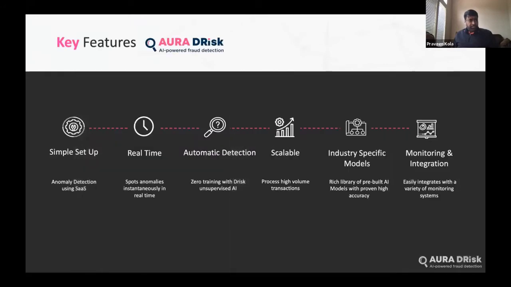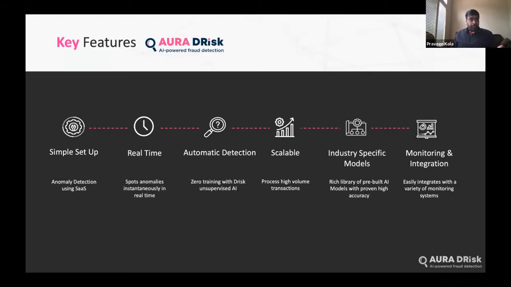Some of the key features: it is very simple to set up. The framework is already there. You need not buy any licenses or anything. Anomaly detection, this is all a SaaS, real time. Our high performing in-memory clusters can process hundreds and thousands of data coming every minute.